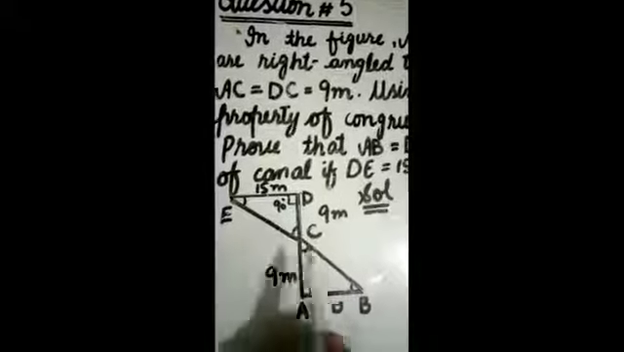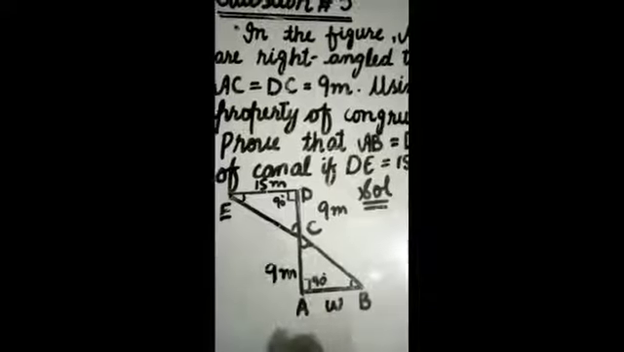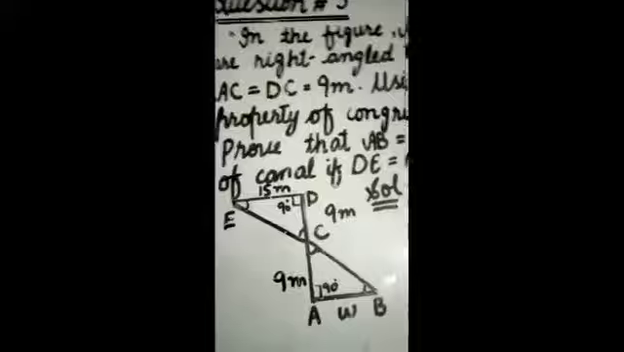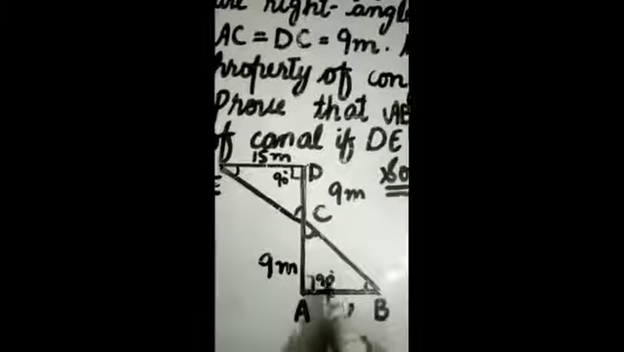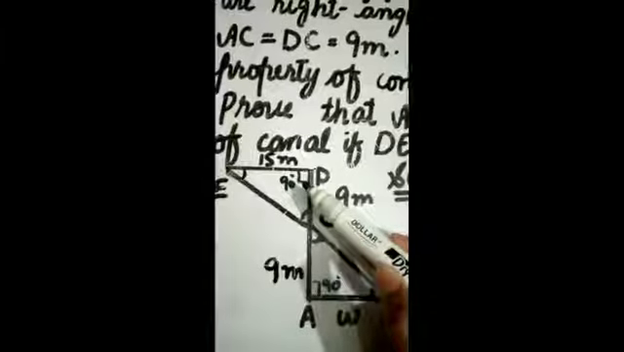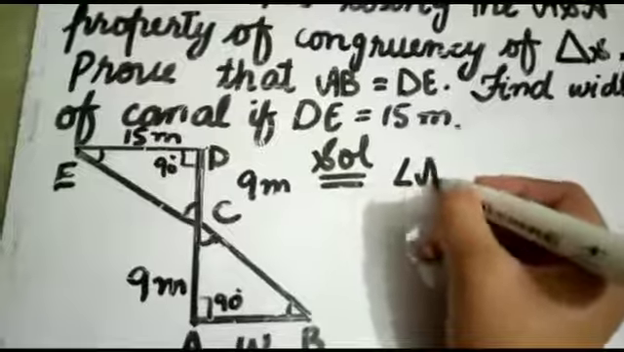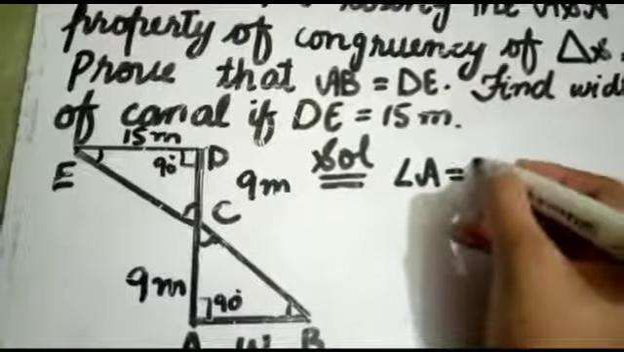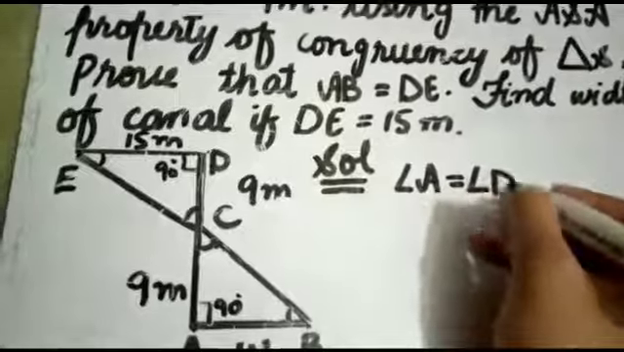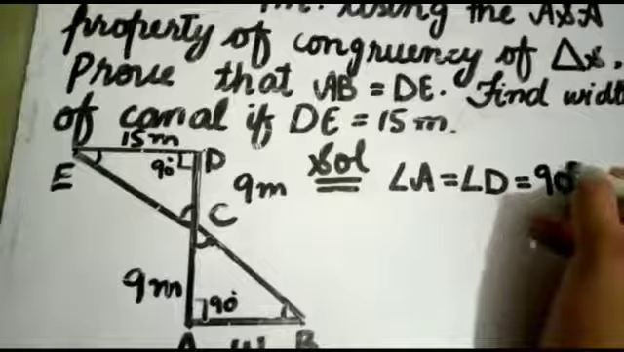In this figure class, we can see that there are two triangles. We have to prove that these two triangles are congruent to each other. We can see these two triangles are right angle triangles. So angle A is equal to 90 degrees and angle D is also equal to 90 degrees. So I can write that angle A is equal to angle D, and both angles are equal to 90 degrees.